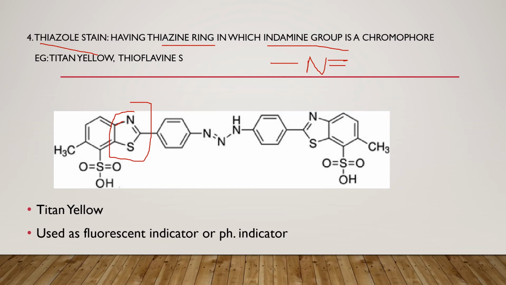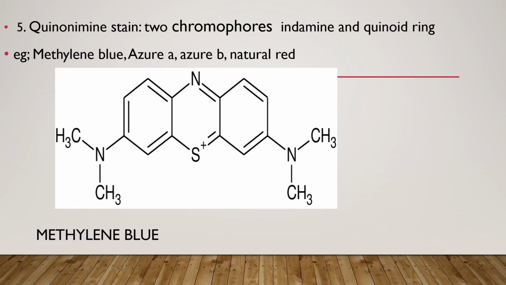At the time of using them, when we are dealing with how to stain any cell wall or how to stain any nuclear material, we'll be dealing with them again. Fifth one is your quinonimine stain. Two chromophores, endamine and quinoid ring. So here we have two chromophores, endamine as well as your quinoid ring. This is your endamine group as we have just studied, and here you have quinoid ring.